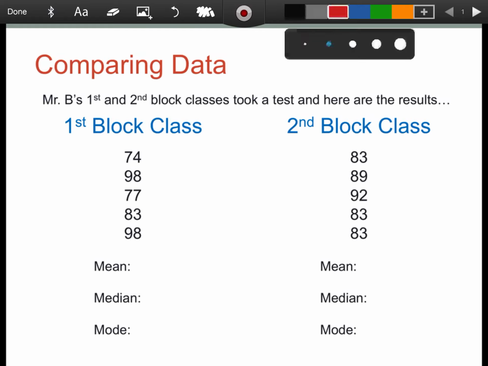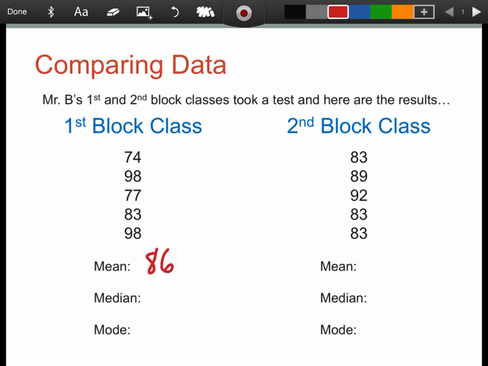All right, so for the first block class, the mean, if I add them all up and divide by 5, I would get 86. So their average was an 86. The median is the middle number, so I would have to put them in order: 74, 77, 83, 98, 98. And then pick the middle number, that would be 83. And then the mode is the one that happens the most, and in this case, that's 98.